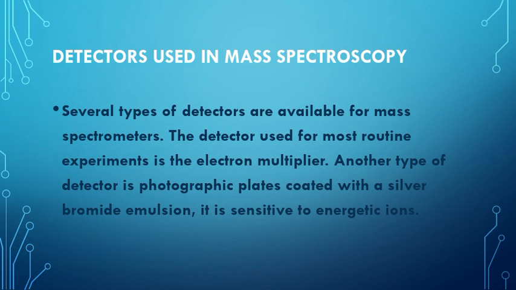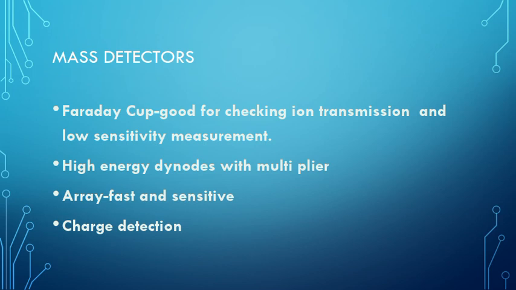Detectors used in mass spectroscopy. Several types of detectors are available for mass spectrometers. The detector used for most routine experiments is the electron multiplier. Another type of detector is photographic plates coated with a silver bromide emulsion. It is sensitive to energetic ions. Another type of mass detector is the Faraday cup, good for checking ion transmission and low sensitivity measurement. Then there are high energy diodes with multiplier array, which give fast and sensitive charge detection.